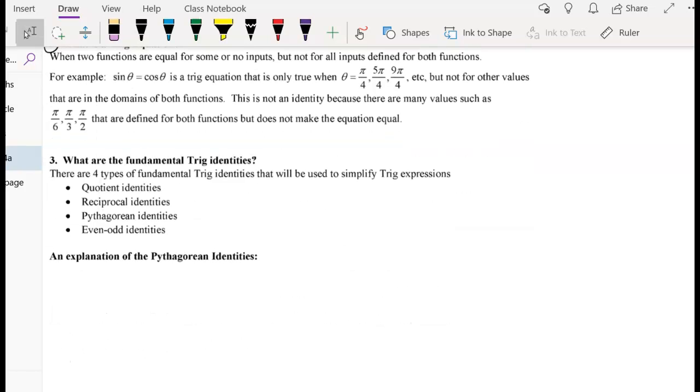There are four different types of fundamental trig identities: quotient identities, reciprocal identities, Pythagorean identities, and then the even-odd identities. I'm going to start with a brief discussion of the Pythagorean identities because they're super important and they're probably the least familiar at this point.